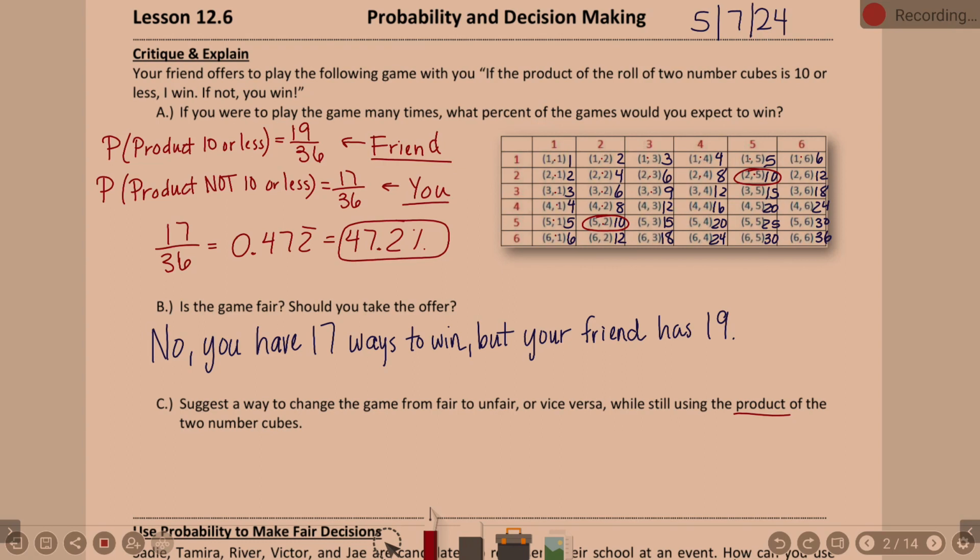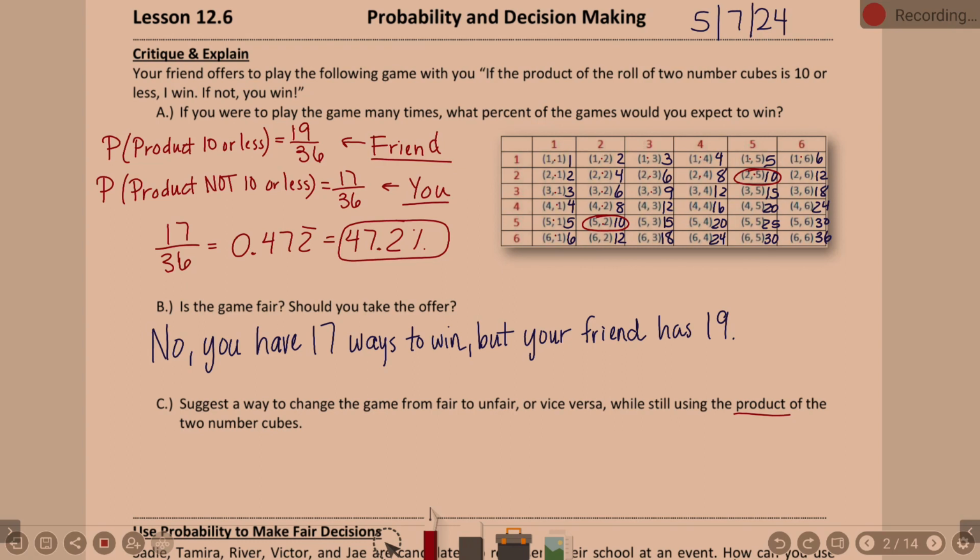Okay. So the first thought that comes to mind is that, well, instead of it being 10 or less, make it 10 or more. But what happens then if you take these two 10s and you move them away from your friend's group to your group, is it fair now? No, it's still unfair, but in the other way.